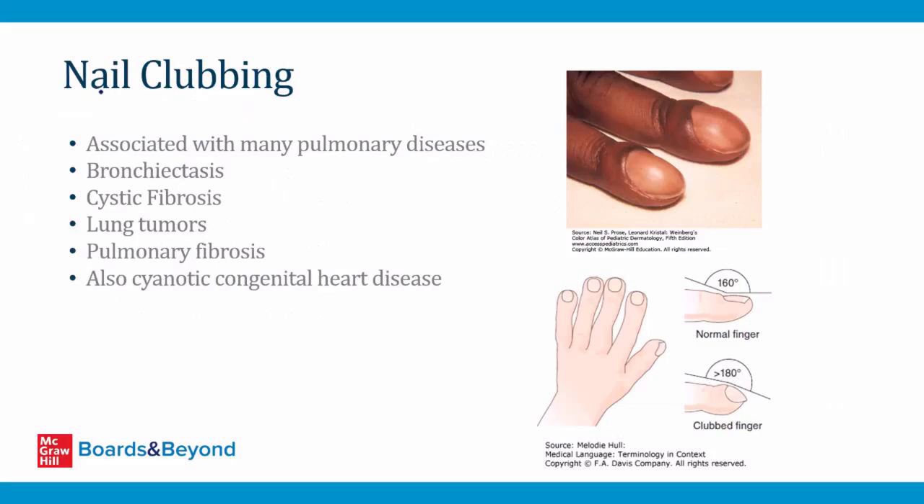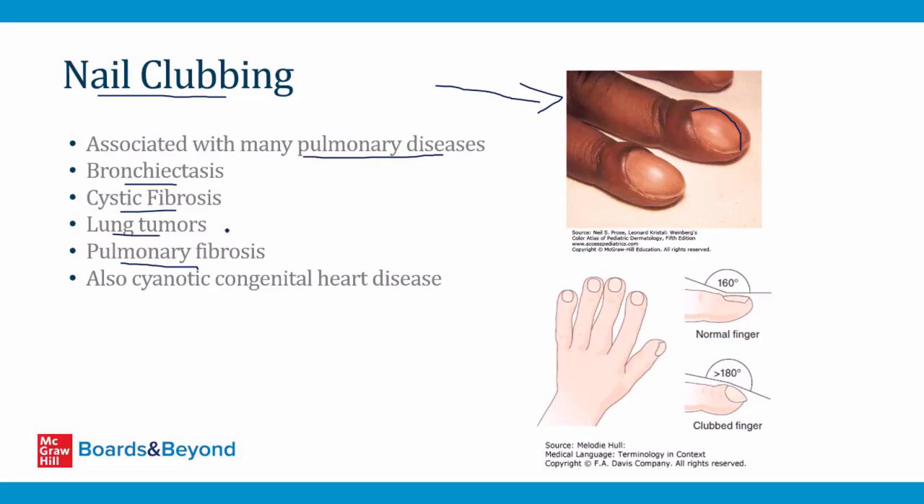And the last thing I'll finish with in this video is nail clubbing. So this is a picture of what nail clubbing looks like here. You can see that the fingernails have become protruded and rounded out and curved like this. And this is a finding that occurs in association with many pulmonary diseases for reasons that are poorly understood. We really don't understand the pathophysiology of nail clubbing, but you can definitely see it in things like bronchiectasis, in cystic fibrosis patients, patients with lung tumors, and patients with pulmonary fibrosis.